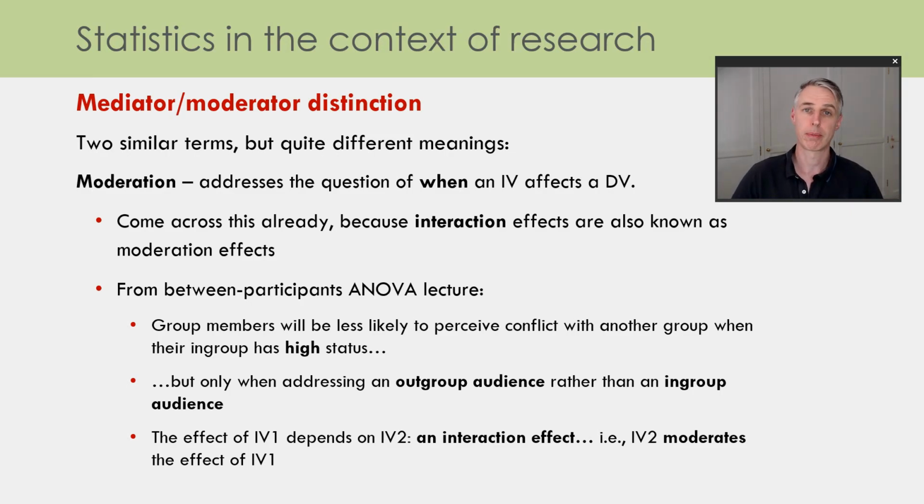So in setting up a model here, we have an independent variable, the effect of which is going to depend in turn on levels of a second independent variable. Status is going to have an effect that depends on audience. So what we're looking for there is an interaction effect. Another way of putting it is that the effect of the first independent variable will be moderated by the second independent variable, audience, or audience moderates the effect of status.